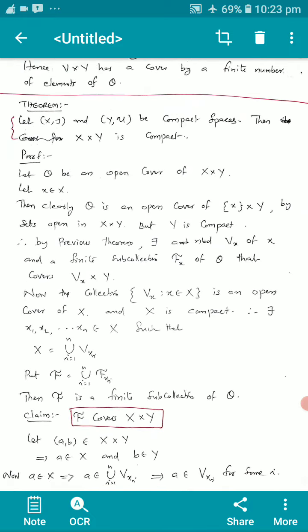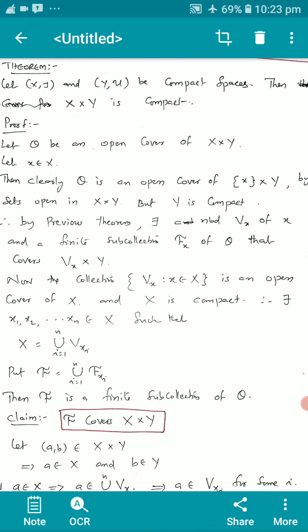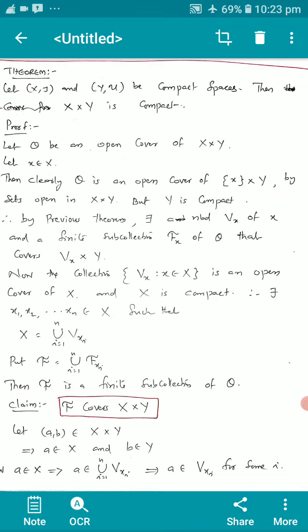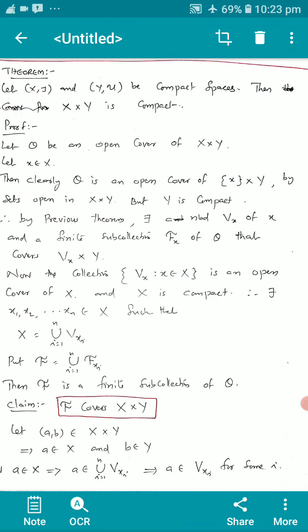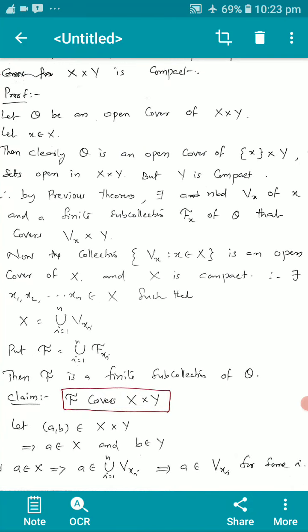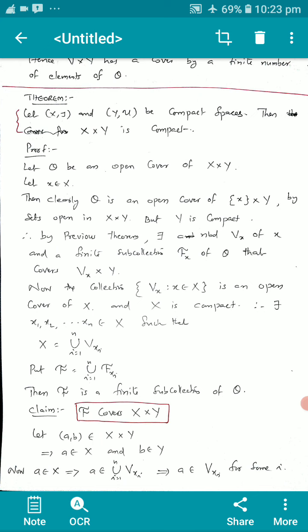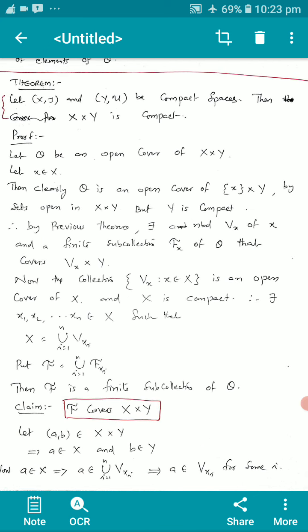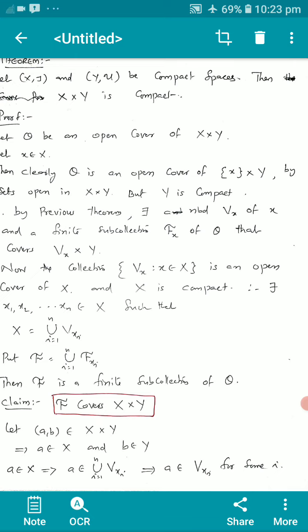Let θ be an open cover of X × Y. Let x ∈ X. Then clearly θ is an open cover of the set {x} × Y by sets open in X × Y. But Y is compact. Therefore, by the previous theorem, that is the tube lemma, there exists a neighborhood V_x of x and a finite subcollection F_x of θ that covers V_x × Y.